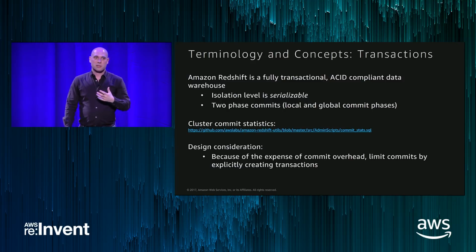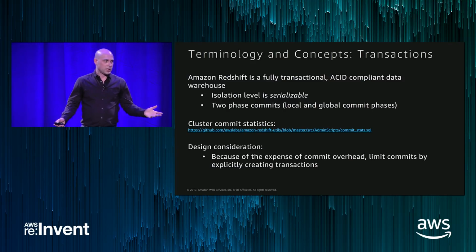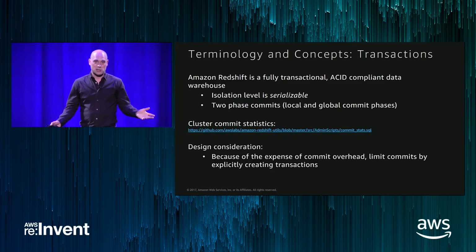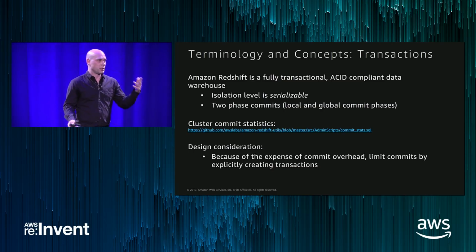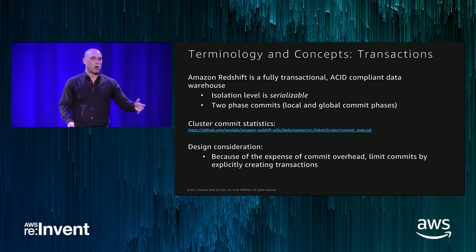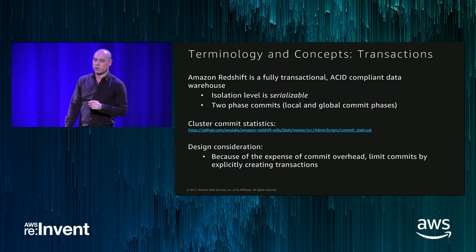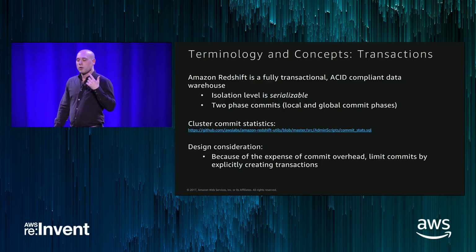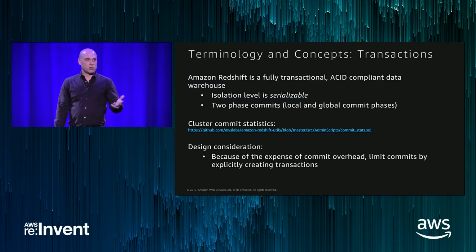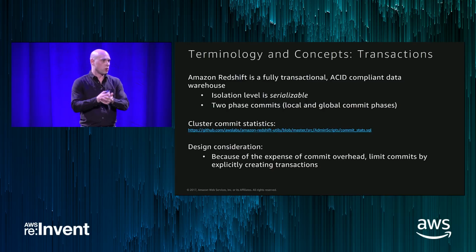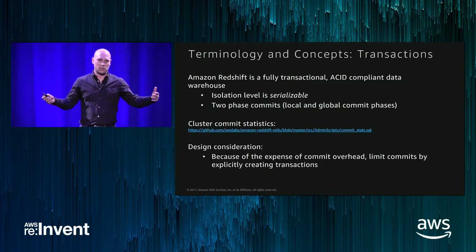So Redshift is ACID compliant, a fully transactional data warehouse. The isolation level we use in Redshift is serializable. You can try to change it, it'll say it did, but it won't. Every transaction is serializable in Redshift. There are 2 phases to our commit. There is a local commit, which happens at the slice level, and then there's a global commit that is basically the coordination of all the slices in the cluster to make sure that everything is finished.